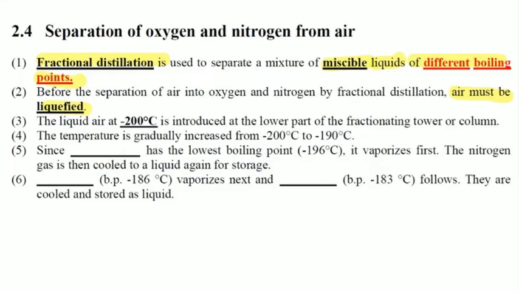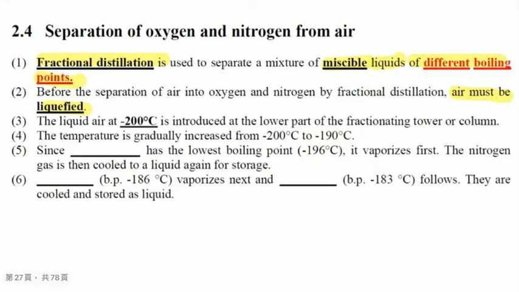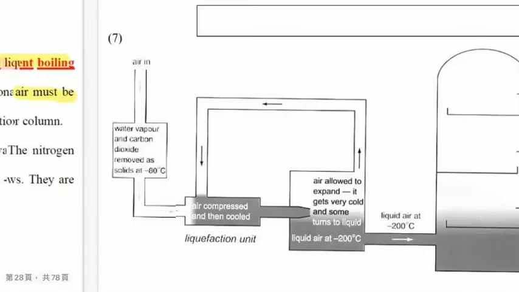Nitrogen has the lowest boiling point, as the boiling points shown here, and then oxygen and argon in the middle. So nitrogen has the lowest boiling point, so it vaporizes first. The nitrogen gas is cooled into a liquid again for storage, and then argon will vaporize next, and at last it will be oxygen. So I will use the diagram and show you how the fractional distillation is carried out.